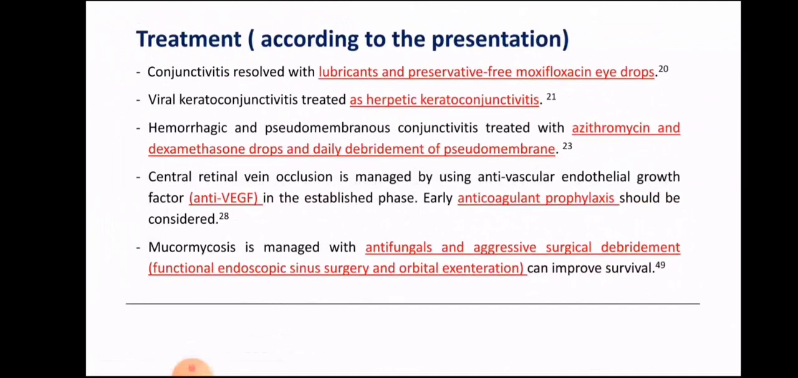Treatment is according to the presentation. Conjunctivitis can be treated by lubricants and antibiotics. Keratoconjunctivitis is treated as herpetic keratoconjunctivitis. Pseudomembranous conjunctivitis is treated by debridement of the pseudomembranes and topical antibiotics and steroids. Vascular occlusion can be treated by anti-VEGF and prophylaxis by anticoagulant, and mucormycosis is treated by antifungals and endoscopic sinus debridement and even orbital exenteration.